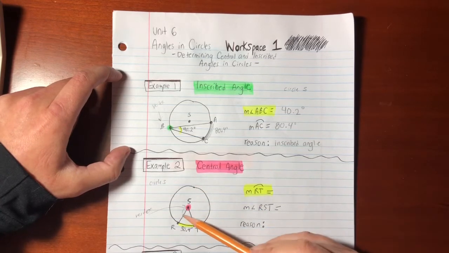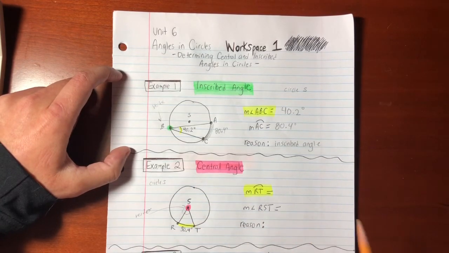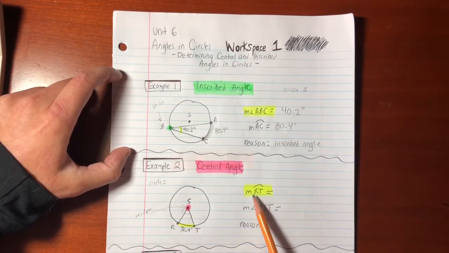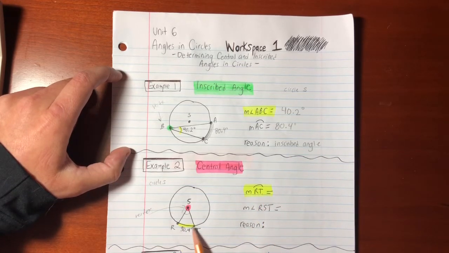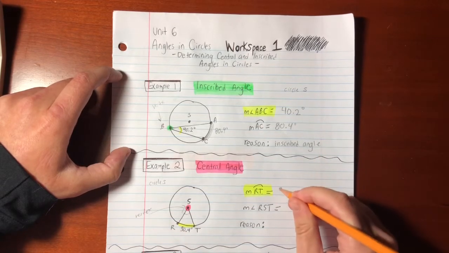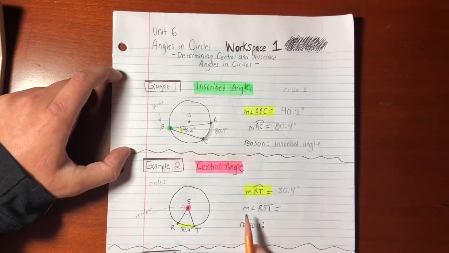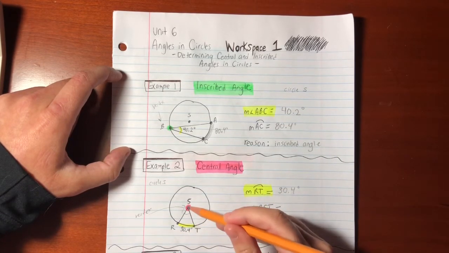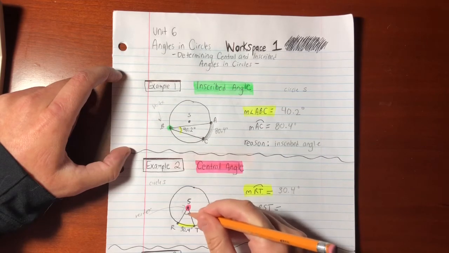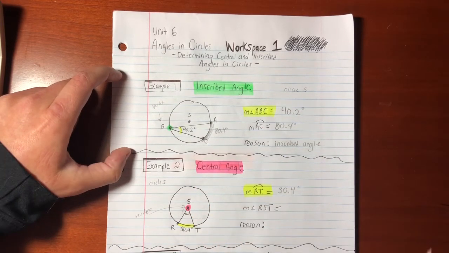And they're actually not giving me that angle there. They're giving me the measurement of the arc. See how I have that highlighted in the neon yellow here? And over here, this information is saying the measurement of arc RT, so from point R to point T, is 30.4 degrees. And they're asking for the measurement of angle RST. So RST, here's my central angle. They're asking, what's that angle there?